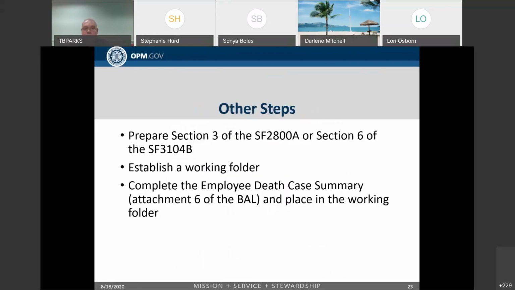Some other steps need to be taken with the death application package. Use the SF 2800A for CSRS or the SF 3104B for FERS. Those are the forms to note the forms and the dates you sent the survivor the information. You may also want to use this as a guide to see what forms and proofs are needed, depending on who and what benefits may be payable. You would establish a working folder and complete the employee death case summary, attachment 6 of the BAL, and place it in the working folder.